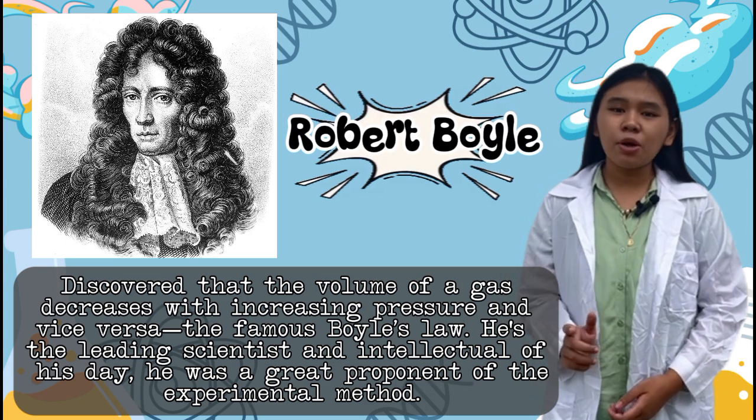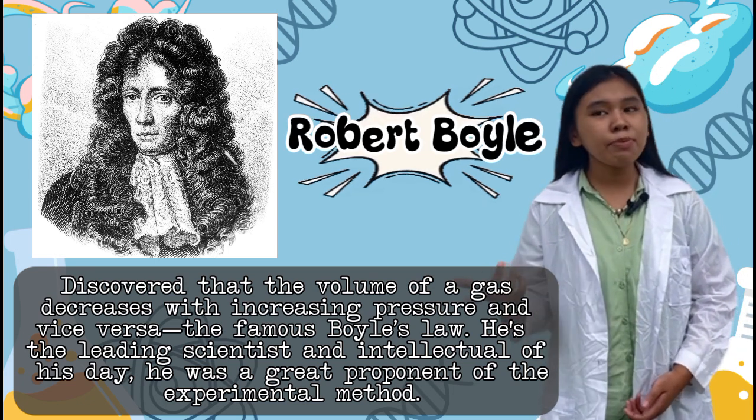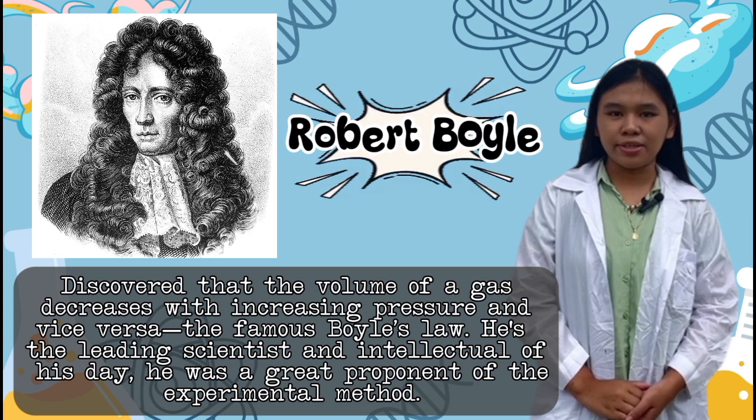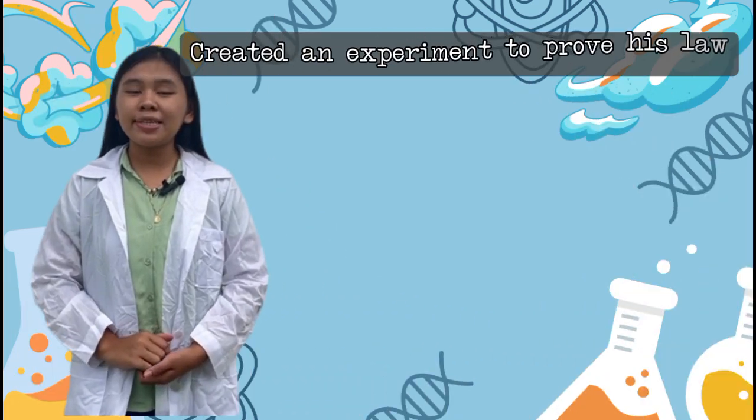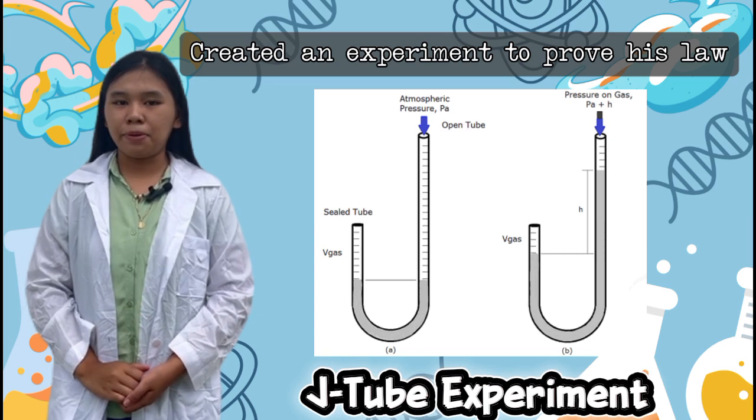Robert Boyle is also known as a leading scientist and intellectual of his day. He was a great proponent of an experimental method. Robert also made an experiment to prove his law, and this is what we call the J-tube experiment.